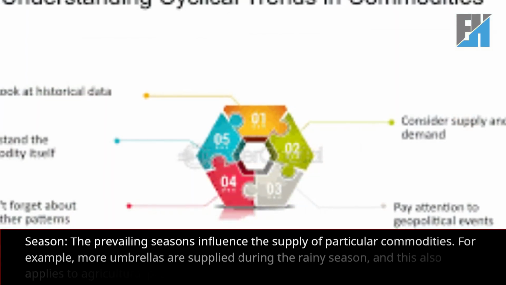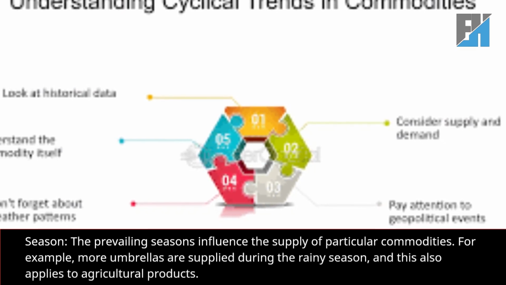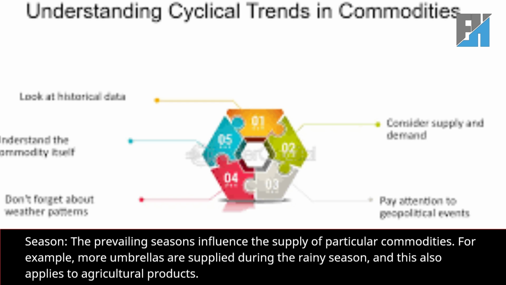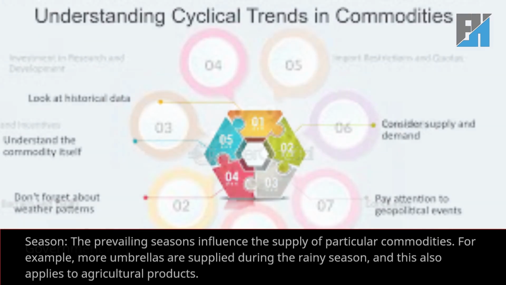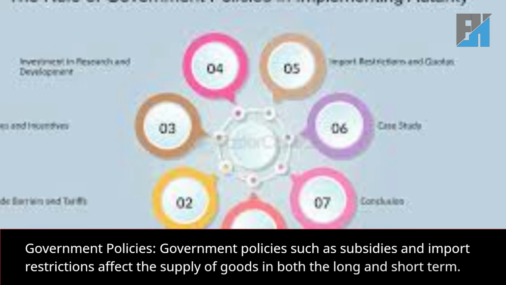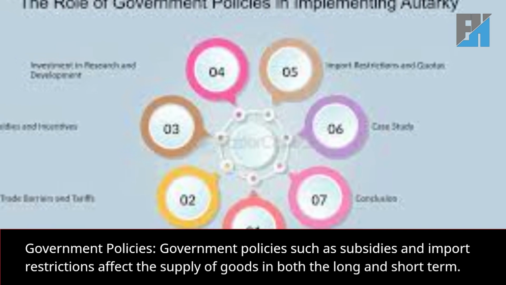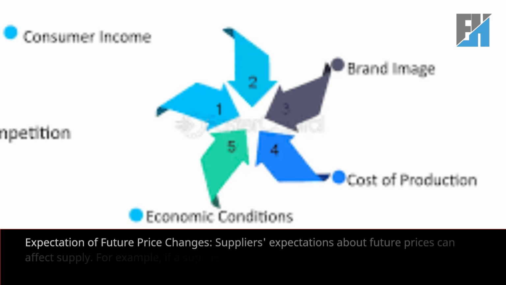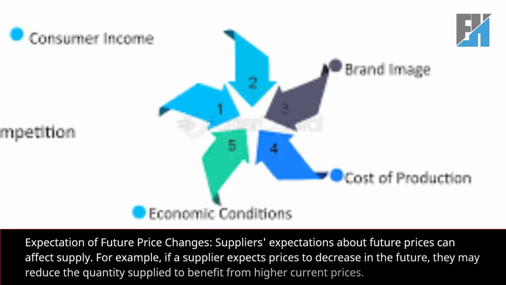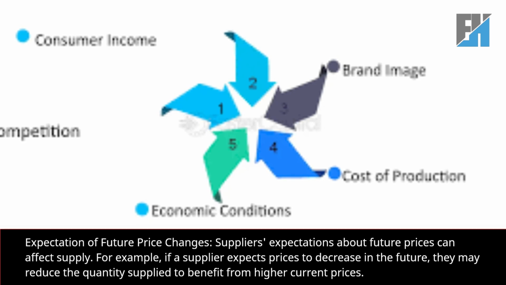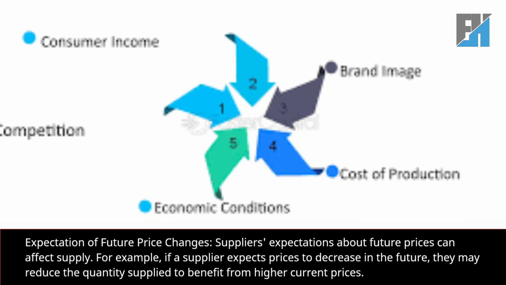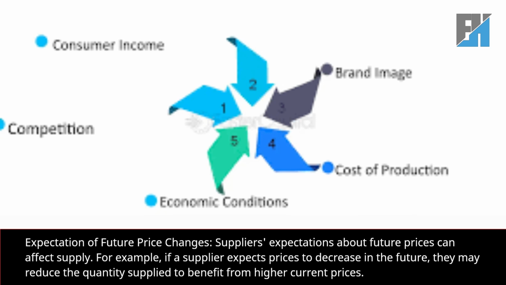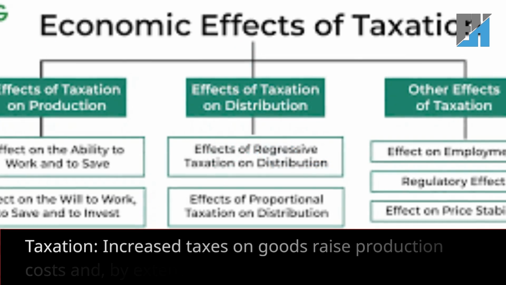Season. The prevailing seasons influence the supply of particular commodities. For example, more umbrellas are supplied during the rainy season, and this also applies to agricultural products. Government policies. Government policies such as subsidies and import restrictions affect the supply of goods in both the long and short term. Expectation of future price changes. Suppliers' expectations about future prices can affect supply. For example, if a supplier expects prices to decrease in the future, they may reduce the quantity supplied to benefit from higher current prices.